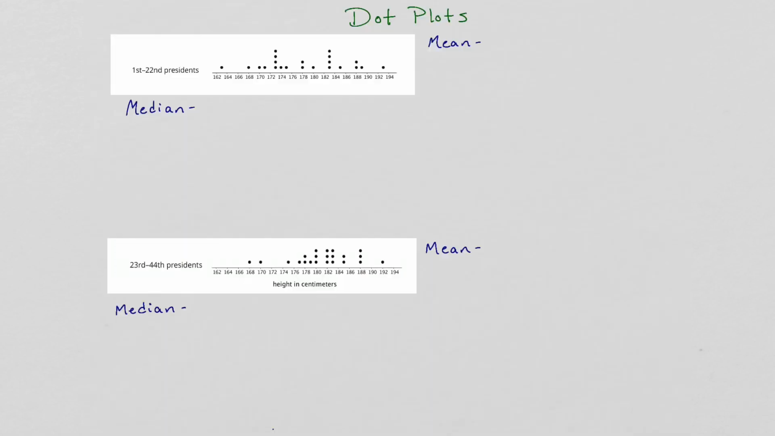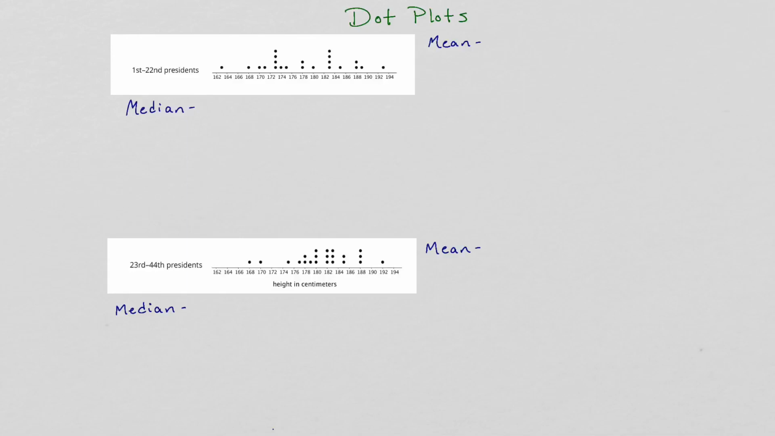So what we're going to do are dot plots representing the heights of those presidents. We're going to show you again how you can use this statistical data and these statistical representations to show real life stuff. So we're talking about here the 1st through the 22nd president, and here the 23rd through the 44th president. So we've divided it into two groups. And I'm going to show you how to find the mean and the median from a dot plot.